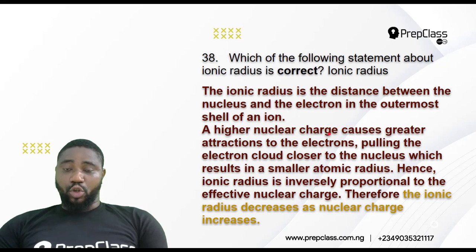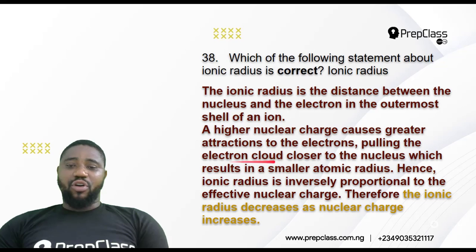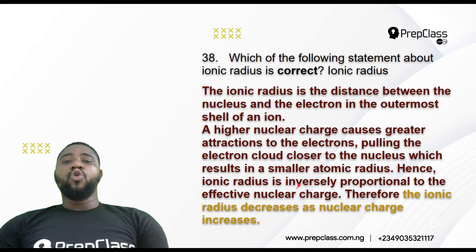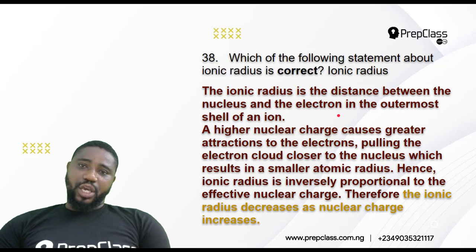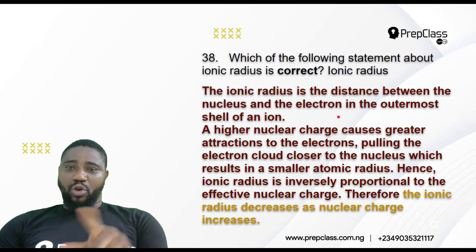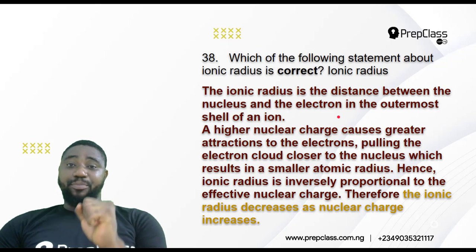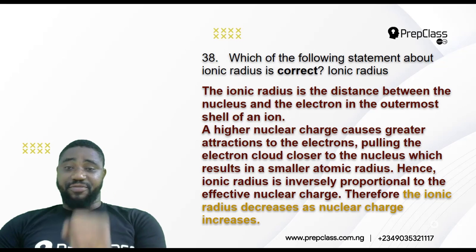Now, I said that when the nucleus has a high nuclear charge, which simply means the protons are highly positively charged, a higher nuclear charge causes greater attraction to the electrons, pulling the electron cloud closer to the nucleus, which results in a smaller atomic radius. Hence, ionic radius is inversely proportional to the effective nuclear charge. So the higher the nuclear charge, the shorter the ionic radius.